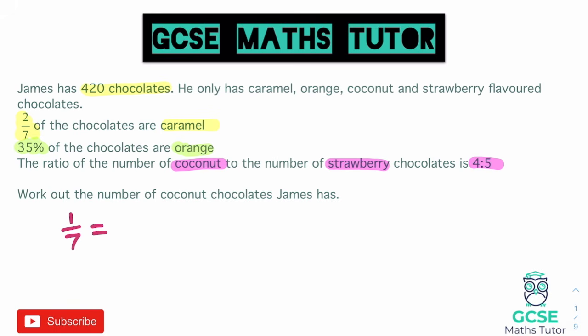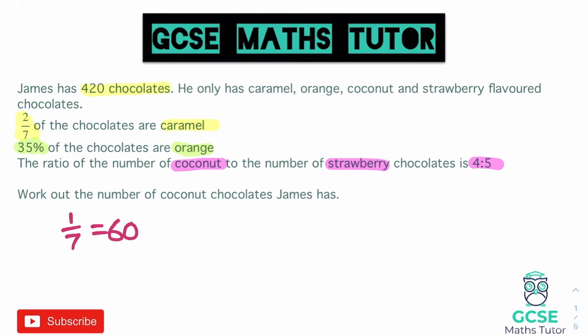Obviously if you have a calculator, this sort of question is relatively simple in terms of the calculations, but if you don't, you're just going to have to do a little bit of bus stop method to the side, working out 7 into 420. So 7 goes into 42 6 times, and then 7 doesn't go into 0 obviously, so we have 60 there. So 1/7 would be 60 chocolates. And obviously always leave your working out to the side. I'm going to get rid of that because we need the space, but always leave your working out.